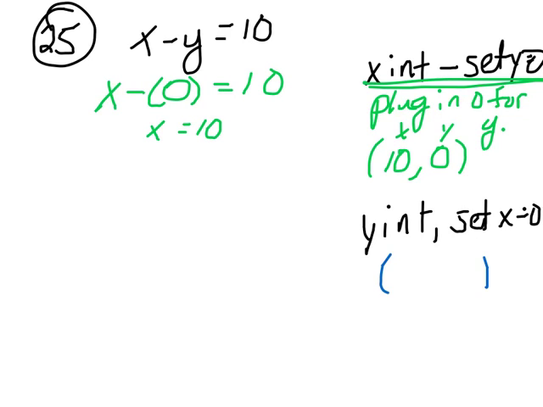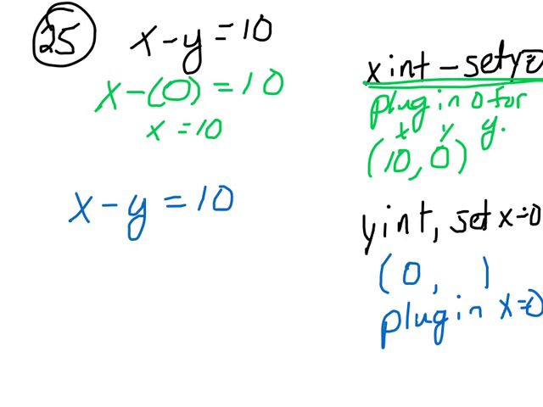For the y-intercept, we're going to set x equal to 0. So we're going to plug in x equal to 0, and write it like that, and then go put the y in there when I get it. So here's the equation again. The blue one's going to be the y-intercept. So I'm going to plug in x is 0. 0 minus y is 10. So that's negative y is equal to 10.